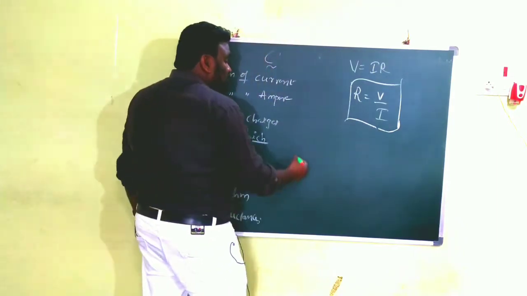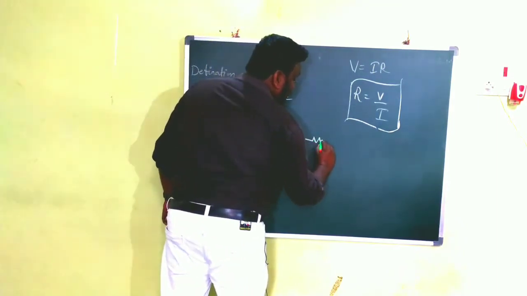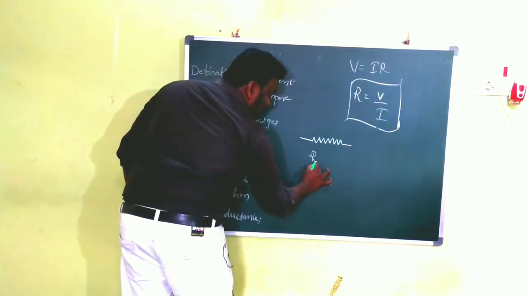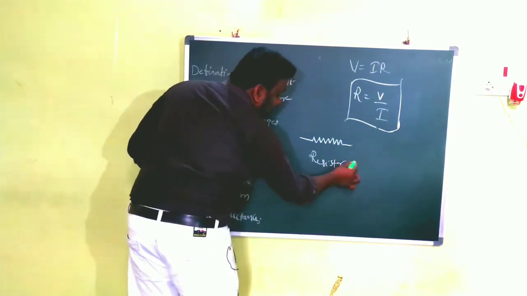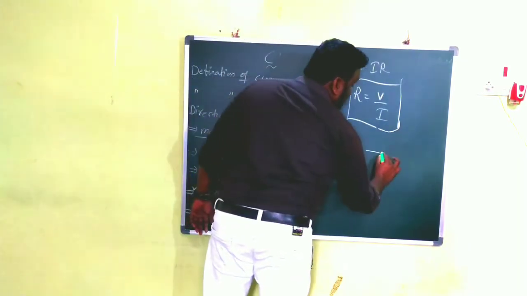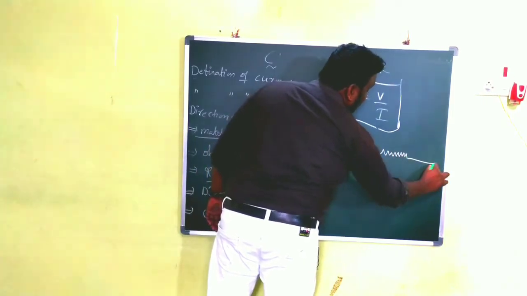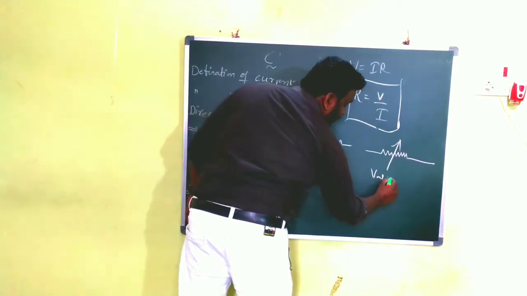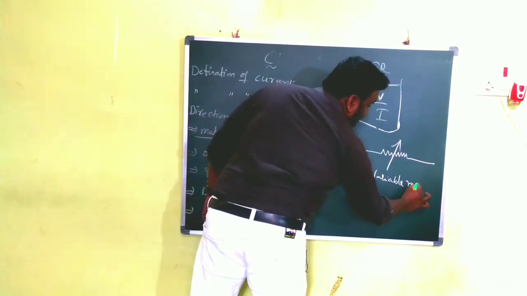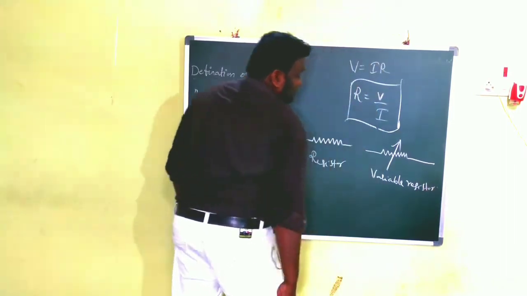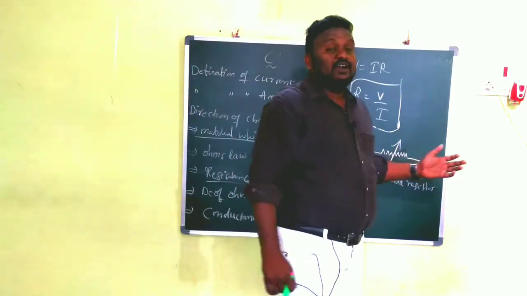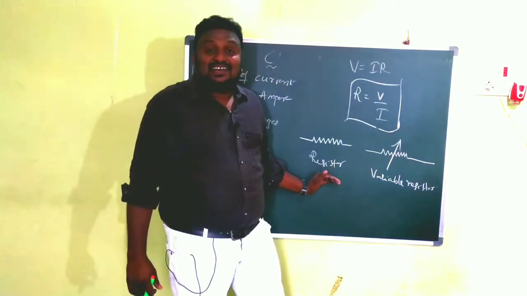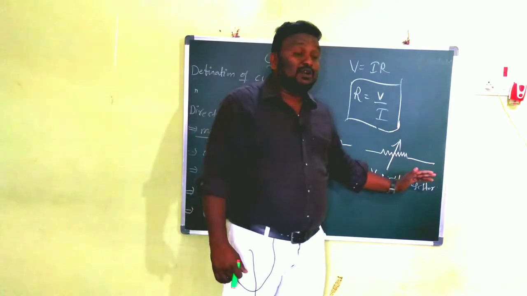And children, in circuits they will show like this. The symbol means that is the resistor. And in some other times they will show in diagrams like this. This is now the variable resistor. So here this is the resistor and this is the variable resistor.